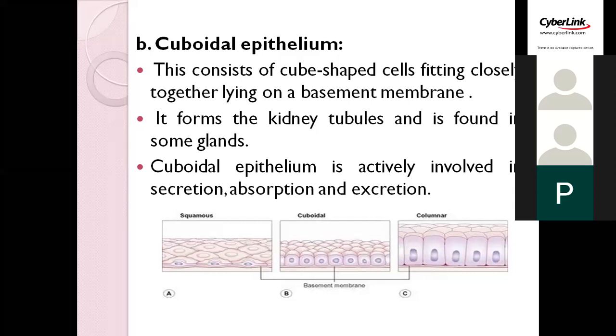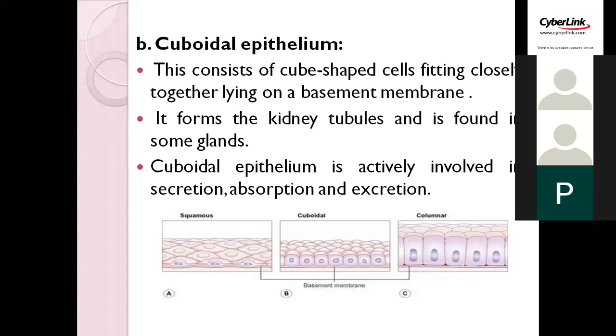It forms the kidney tubules, and it is also found in some glands. This cuboidal epithelium is actively involved in secretion, absorption and excretion. Secretion, like I've already said, is also the main function of epithelial tissue, where it secretes some form of hormones and enzymes. Then it also absorbs some nutrients and water. Excretion means it excretes out any waste materials from inside our body.